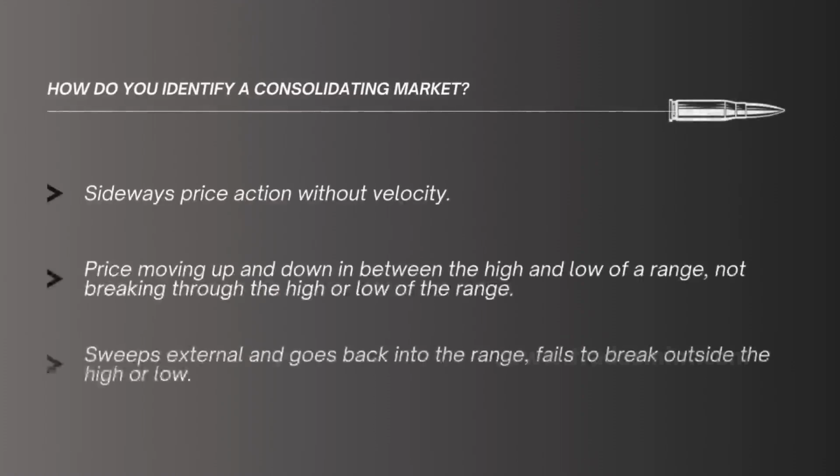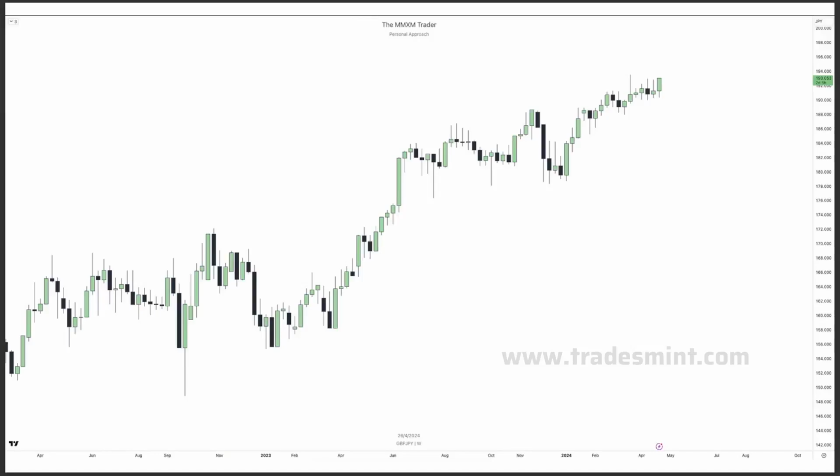Now, how do you identify a consolidating market? A consolidating market is sideways price action without any velocity. That means price will be moving up and down in between the high and low of the range and not breaking through the high or low of that range. It will sweep external range every time and go back into the range and then fail to break outside of that high or low of the range. So let's go over a couple of examples.